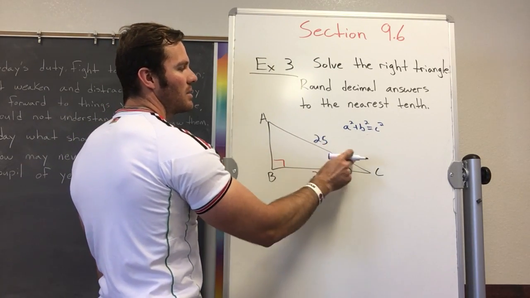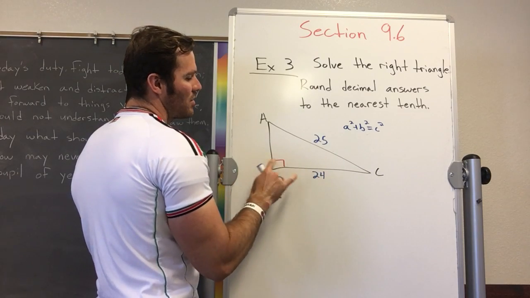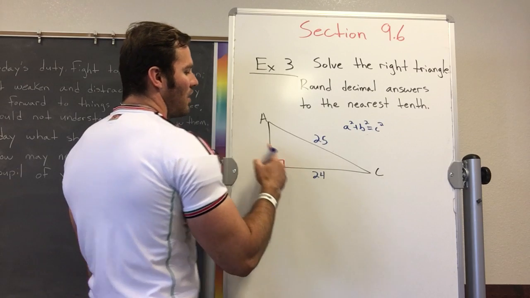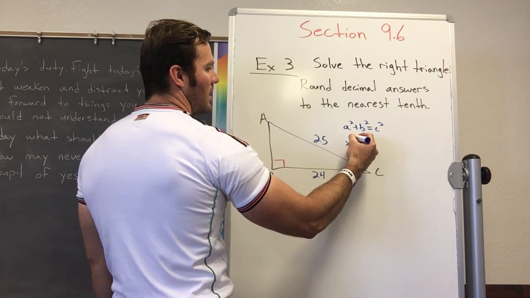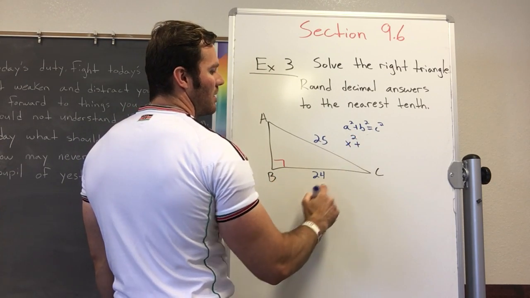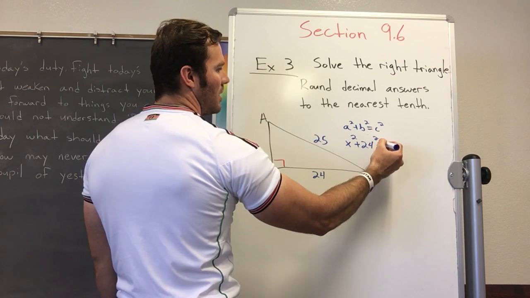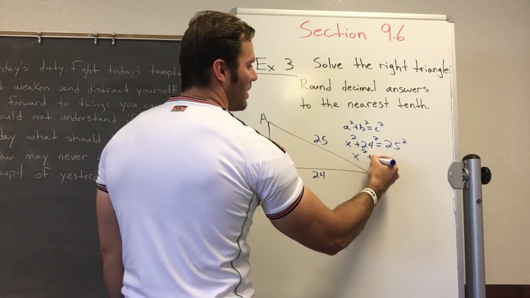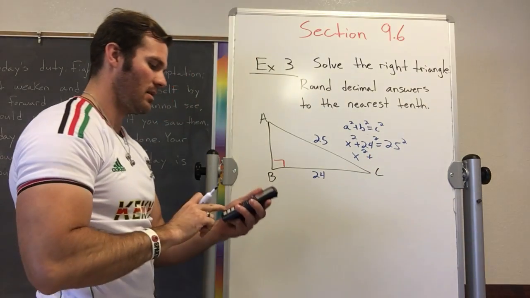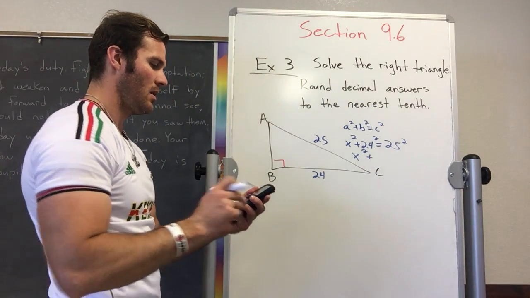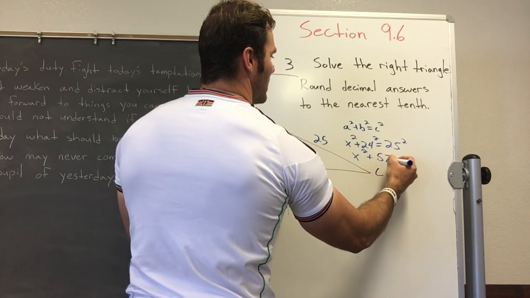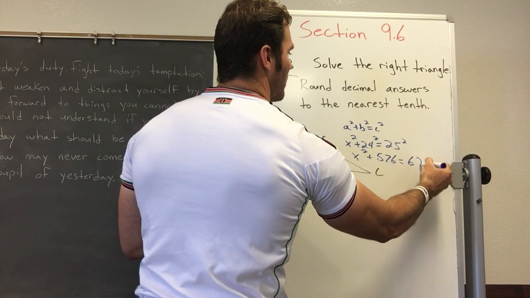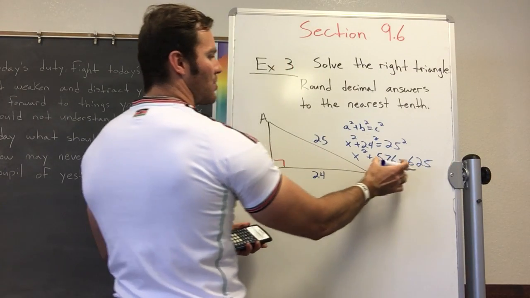C is always the longest side. It doesn't matter too much which ones you choose to be A or B. It doesn't matter. So I'm going to make A x. X squared plus 24 squared equals 25 squared. And then 24 squared is 576. 25 squared, 625.